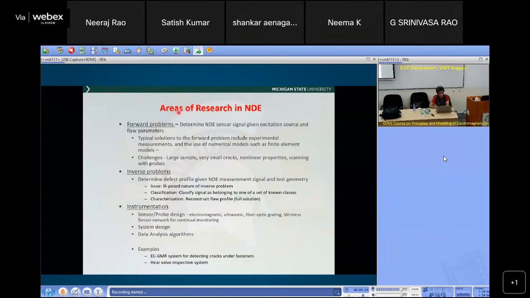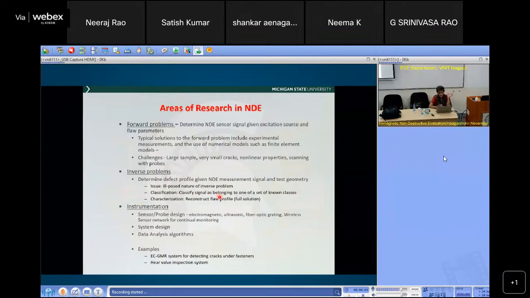And the other area of research in NDE is the inverse problem. So given a transducer signal, that is the NDE measurement, and the test geometry, what is the flaw image, the defect image? So that's what you want to determine. So in general, inverse problems are what they call ill-posed. That means you can have two different defects which will produce the same signal. So the signal is perturbed a little, and you can have defects which can be very unstable, the algorithm.